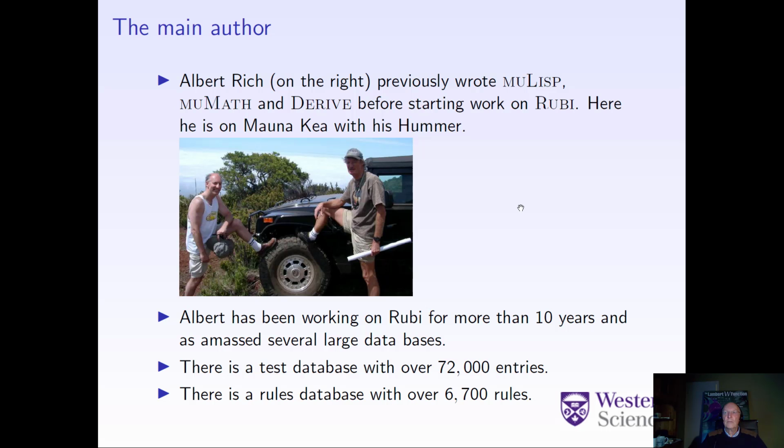The main author of Ruby is Albert Rich on the right of this photograph. Previously he wrote the MuLisp, MuMath and Derive projects before starting on Ruby. Here he is on Mauna Kea on the big island of Hawaii with his Hummer.